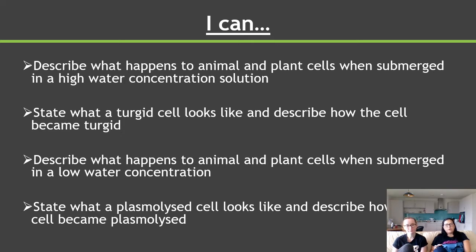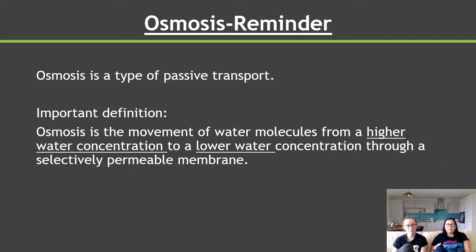So lots of words there for you. Lots of new vocabulary and some quite lateral thinking skills involved. A reminder: osmosis is a type of passive transport. That means it requires no energy, and it's a movement of water molecules from a higher water concentration to a lower water concentration through a selectively permeable membrane. It may sound like I'm repeating myself a lot here, but I cannot stress this enough. You must have that definition absolutely memorized word for word.